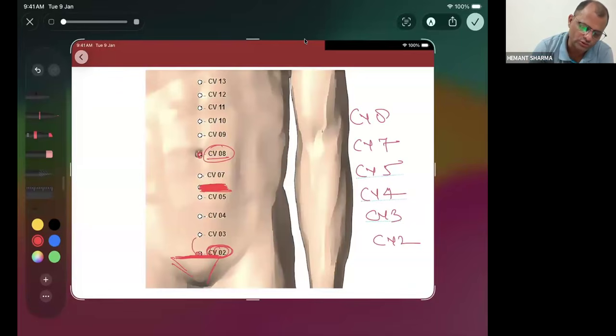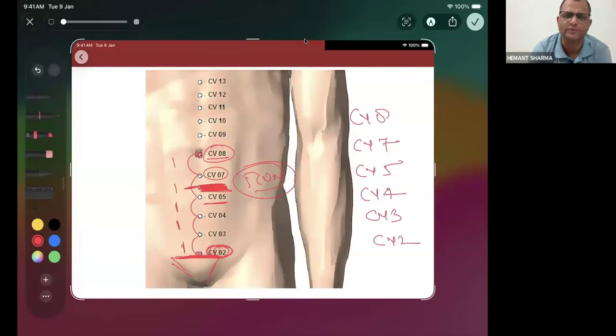Now if we go one chun, that's CV3, one chun, then CV4, one chun, then CV5, one chun, then CV7, one chun, then CV8. So 1, 1, 1, 1, 1: 5 chun above we have the navel. From CV5, one chun above is CV7, and exactly in between CV5 and CV7 we have CV6. So from the navel to the pubic bone, the points are at one chun distance each.